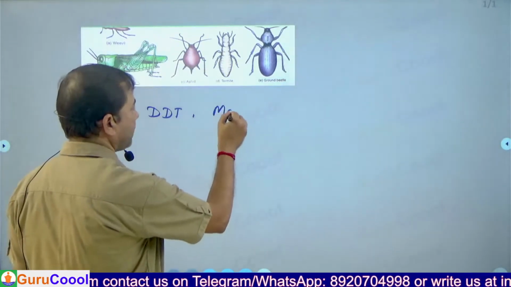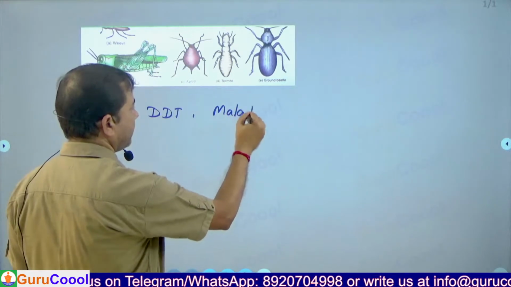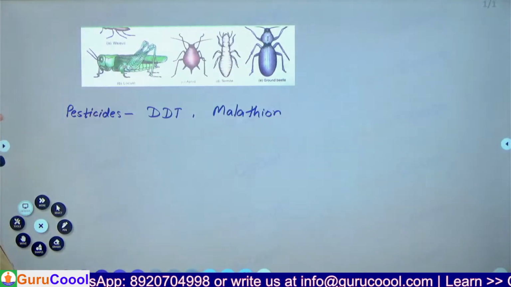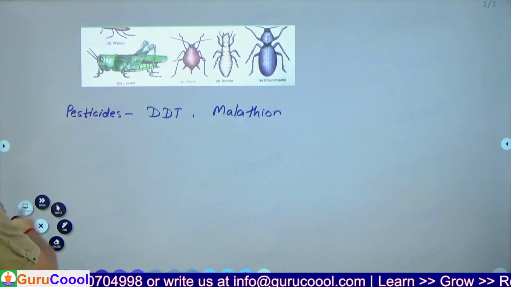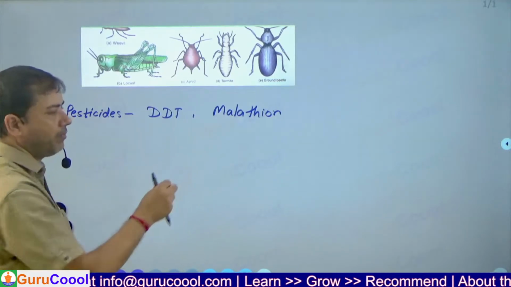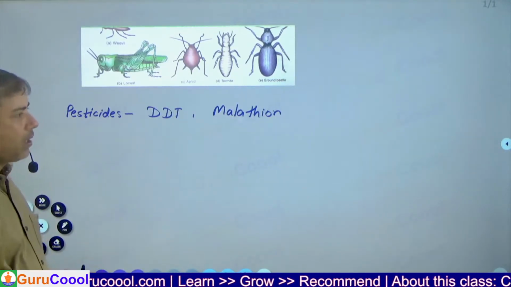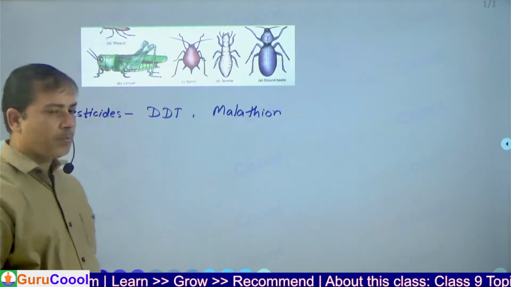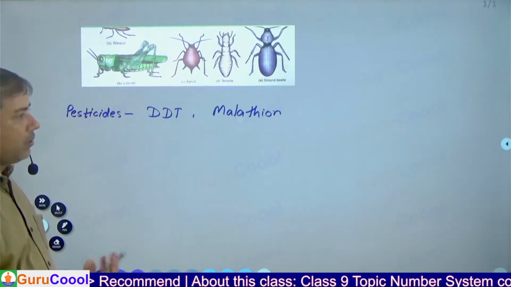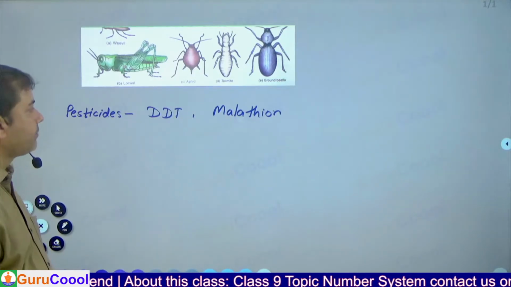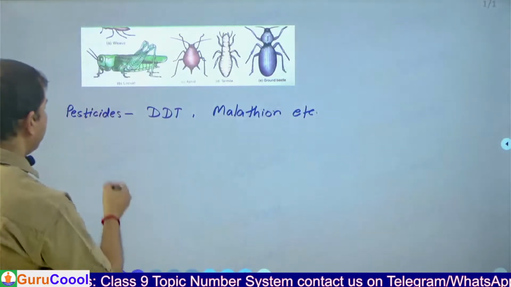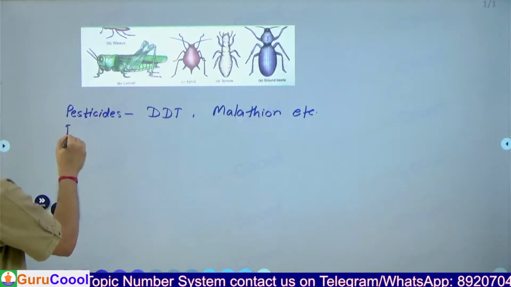DDT, malathion. These are the two chemicals, for example, which are used as pesticides. These chemicals are mixed in water in very small amount, and using a spray machine, they are sprayed all over the farming land, I mean on the crops. Now let us see some names of insecticides.